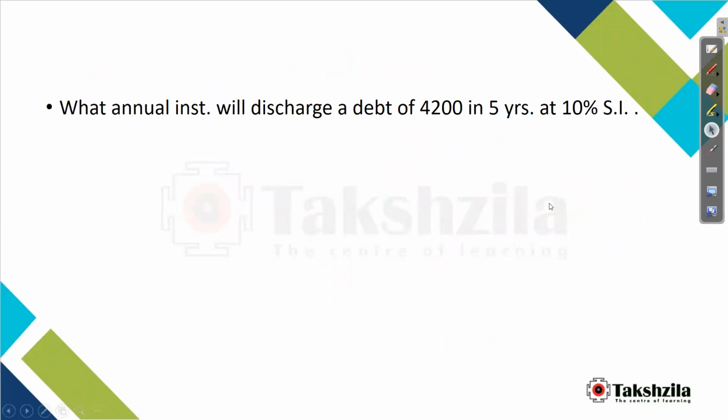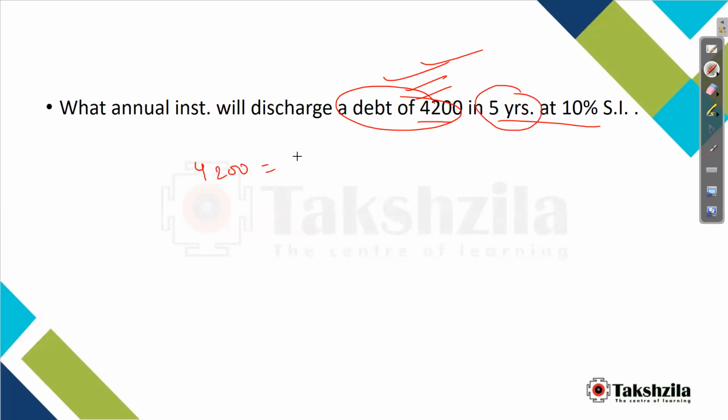Here's the question. Question number 1. What annual installment will discharge a debt of this much in 5 years at this interest? So you can easily spot the phrase 'discharge a debt'. It means this much he has to pay, so this is a future value. Now as told in the last question, this is exactly the same question. So each installment we have taken x, so simply write 5x.